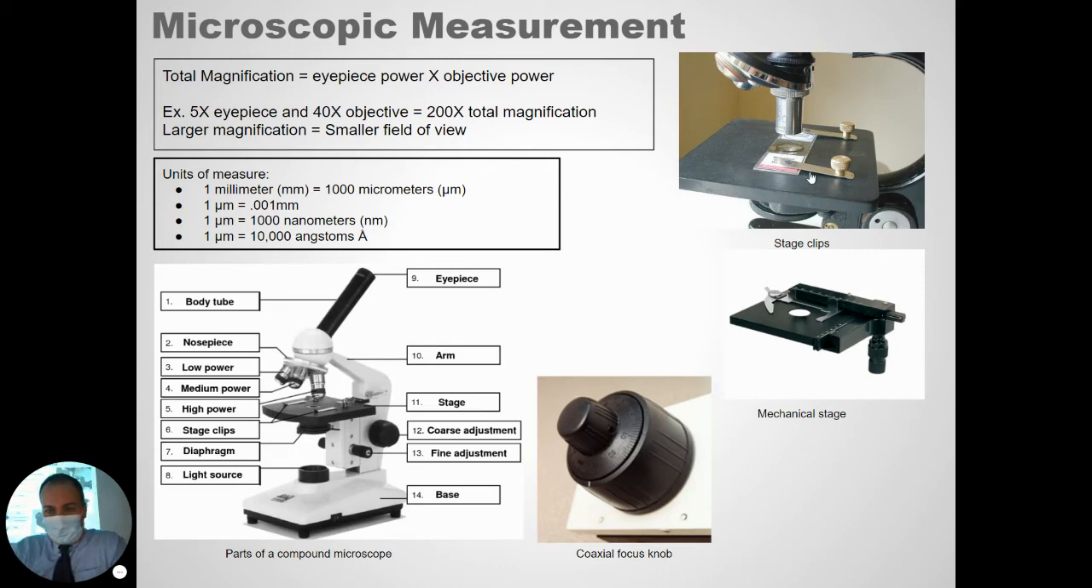So again, this is what the traditional stage clips look like, and this is the mechanical stage. Sometimes the controls are underneath like this. Our microscopes have two adjustment knobs separate from each other, the coarse and fine adjustment. There's some microscopes where it has two knobs in one, a larger knob on the outside and then a smaller fine adjustment on the inside, like that.